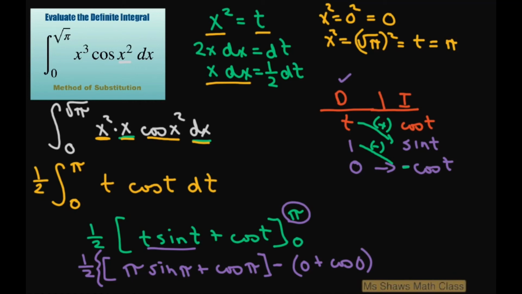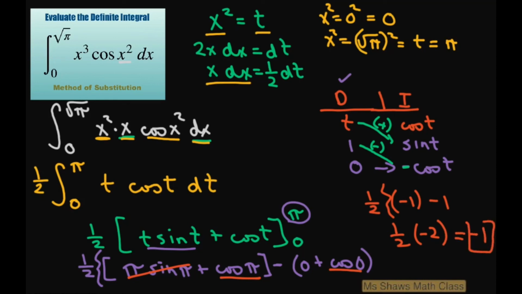All right, so let's look at this. Sine of pi is 0, so that knocks that out. Cosine of pi is negative 1. So we have 1/2 times negative 1 minus cosine of 0 is 1. So you get 1/2 times negative 2, and that's going to equal negative 1. And that is your final answer.